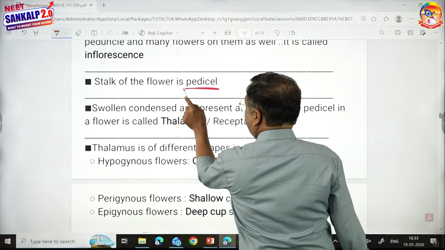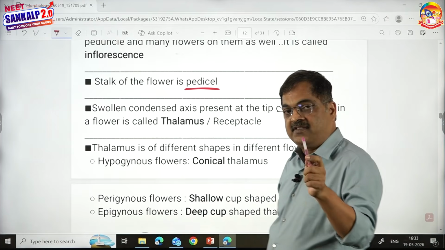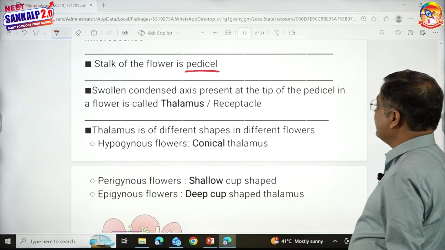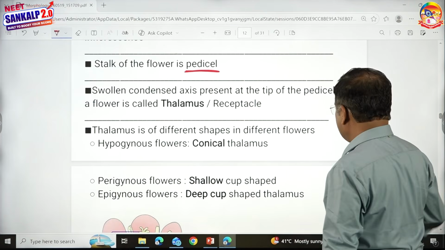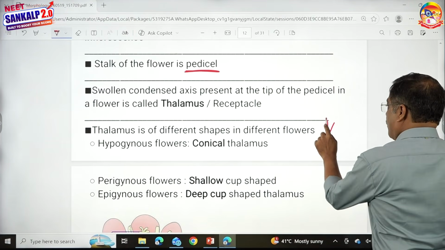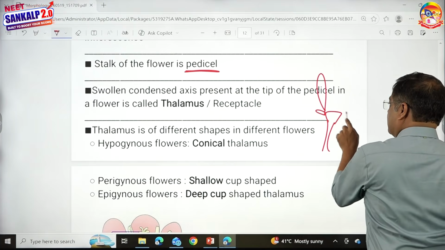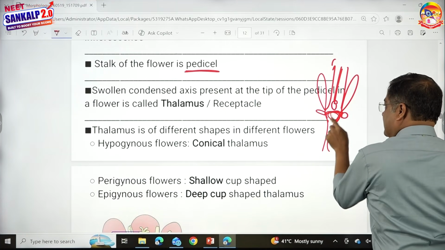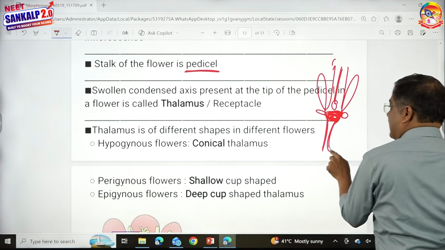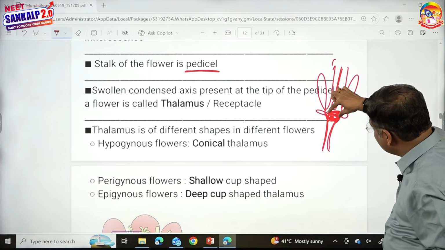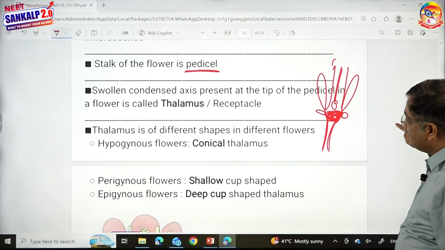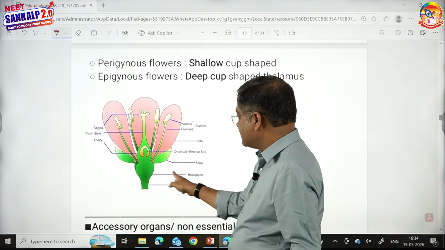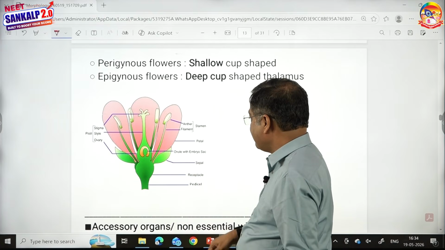Stalk of the flower is called pedicel, just like the stalk of the leaf is called petiole. We already discussed this. The swollen condensed axis present at the tip of the pedicel, isn't it? This is the pedicel, and this is the swollen condensed axis. The swollen condensed axis present at the tip of the pedicel is said to be thalamus, and you are all going to see the floral leaves here. All right, so you could see, children, this is the pedicel. This is the receptacle. Receptacle is otherwise called thalamus.